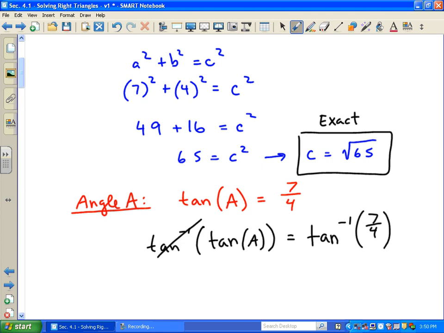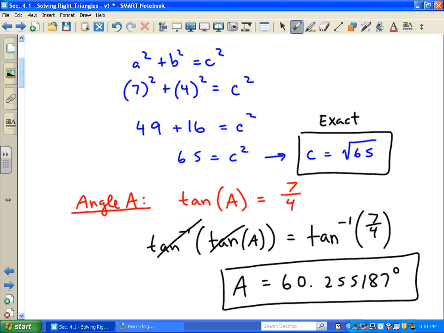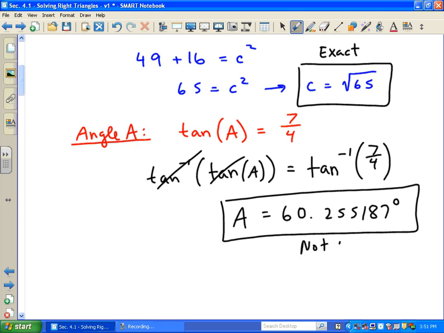On this side, we know those two cancel. That just leaves me with the angle. And then over here, tangent inverse of 7/4, we can plug that in on our calculator to get our result out. That result is 60.25518. And I used degree mode in this particular example, so we have degrees. Now that is not exact, so I don't want to use that again. So in other words, at this particular point, it's not a good idea to say, I know my other angle is 180 minus 90 minus this angle that I've found, because this angle is not exact.